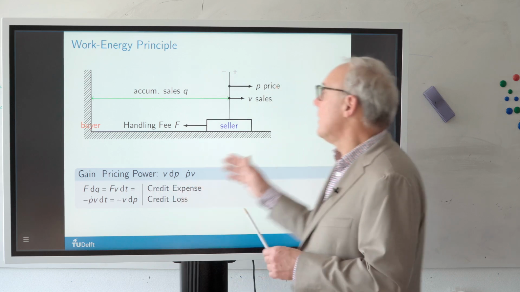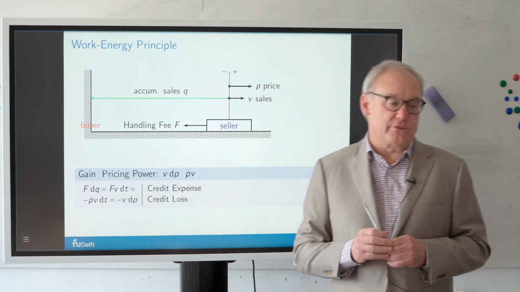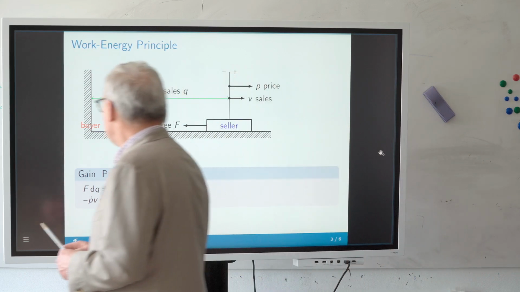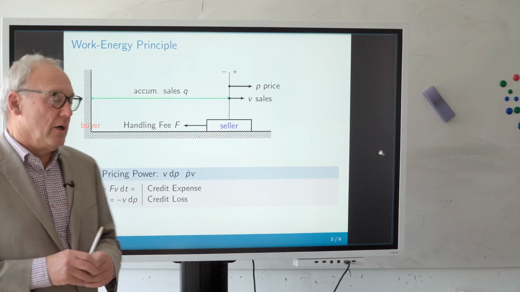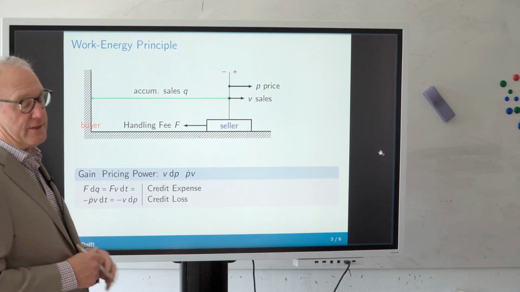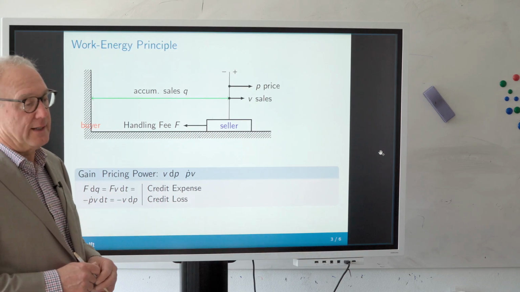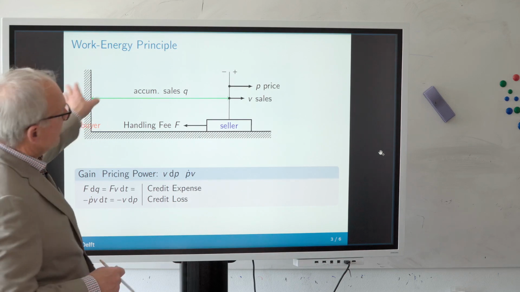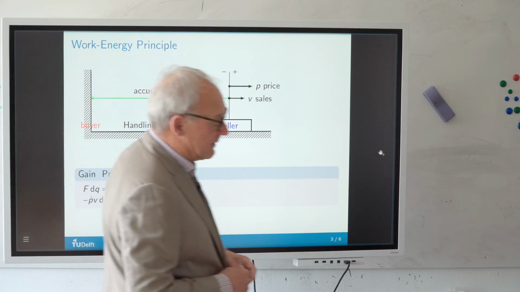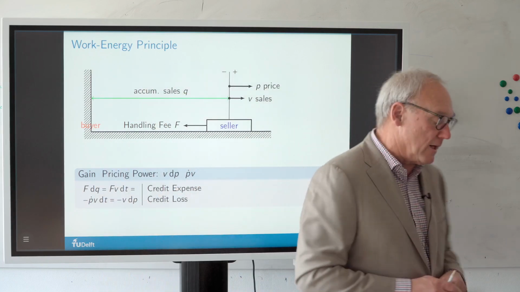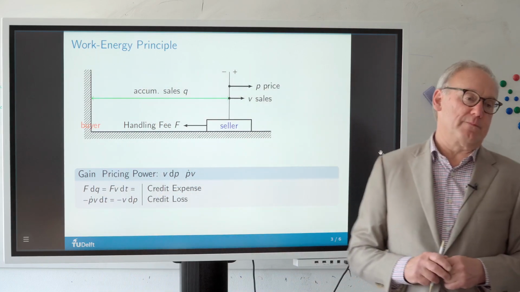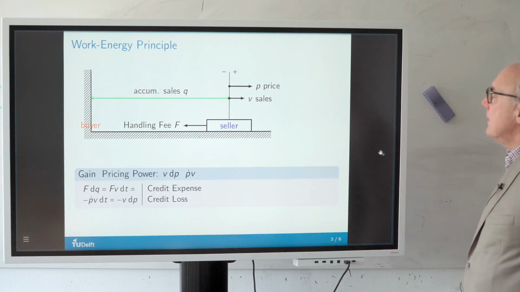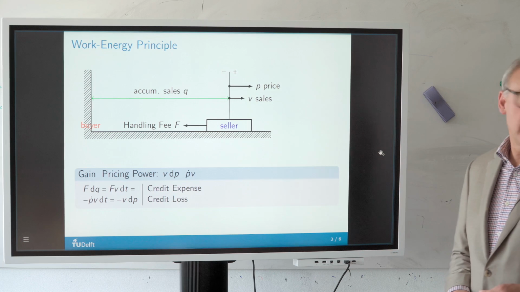Now, what I want to do is follow this historical approach here and show how we can make this equivalent in economics. And this equivalence between a change in the kinetic energy and the amount of work that's done is also called the work-energy principle. All right, so what we're going to do is look at this a little bit closer.